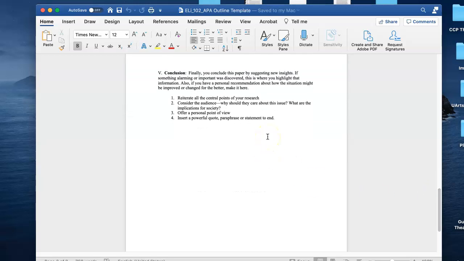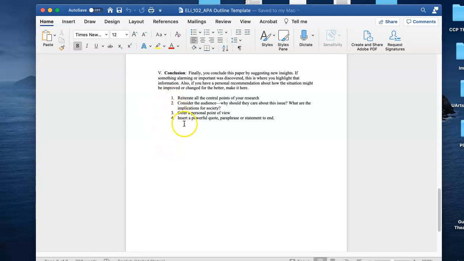Finally, you conclude the paper by suggesting any new insights. If something alarming or important was discovered in your research, this is where you highlight that information, particularly if you came upon something unexpected, something you didn't anticipate seeing. Also, and finally, you get to say something personal. If you have a personal recommendation about how the situation might be improved or changed for the better, you would make it in this final section.